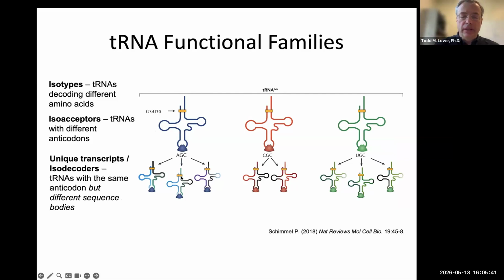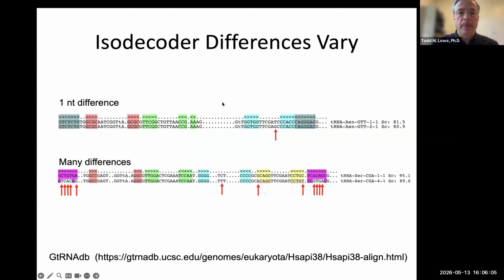And then an extra layer that I'm going to be focusing on a lot for this talk is unique transcripts or isodecoders, where they have the same anticodon, but the sequences of their tRNAs are actually different. And it's still somewhat a mystery why we have multiple different versions of these. And our current models, or the models that have been used traditionally, have not really spoken to these roles.